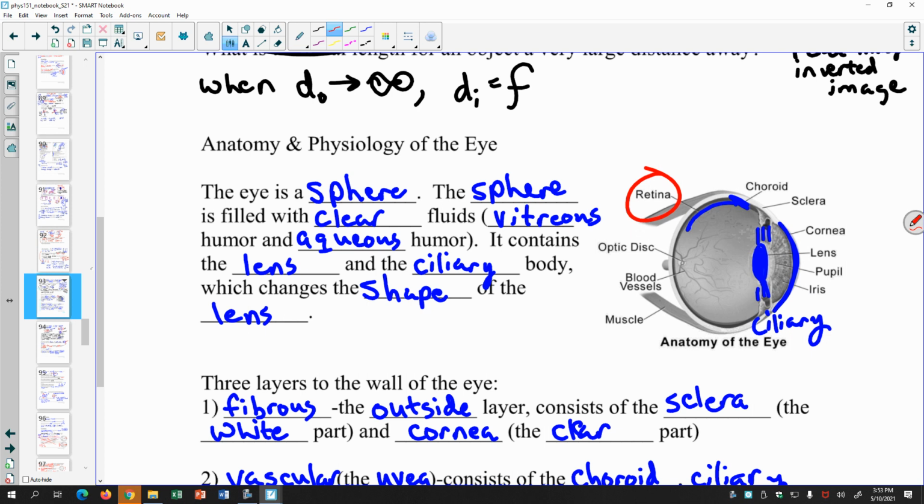Or what changes the shape of the lens? That would be the ciliary. Or what is the aperture? That would be the pupil. The aperture that prevents, what did we talk about? Spherical aberration. We did, yeah. Or where does most of the refraction occur? That would be the cornea. Okay.